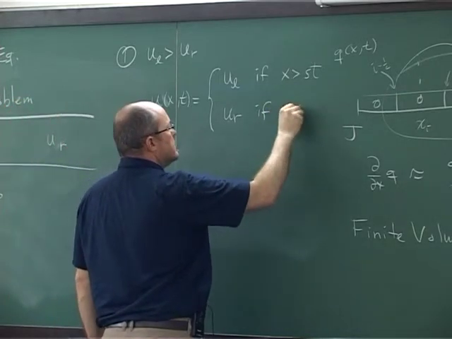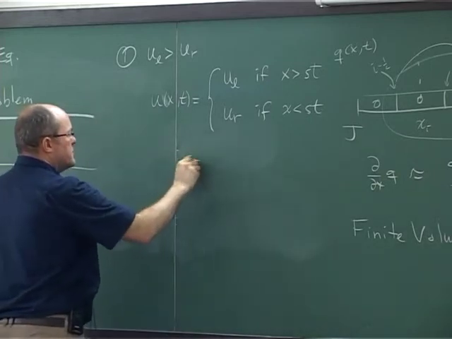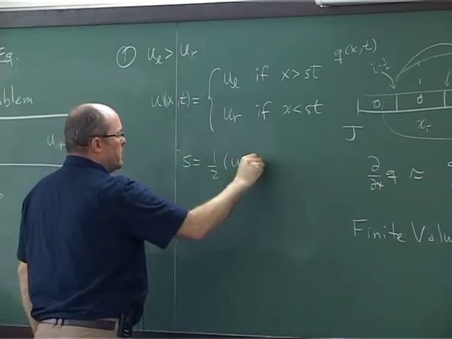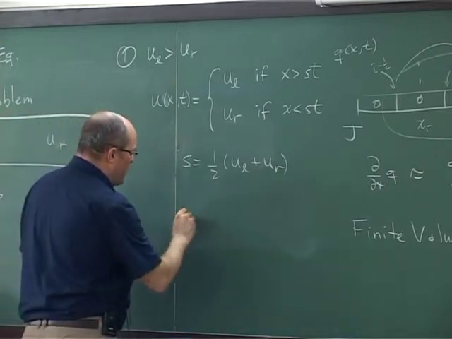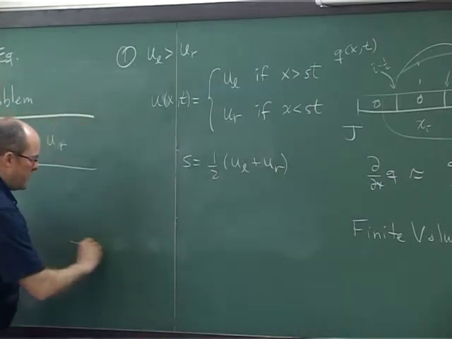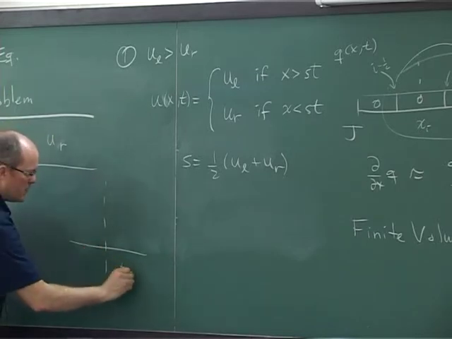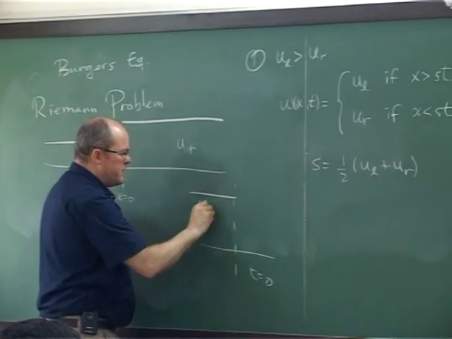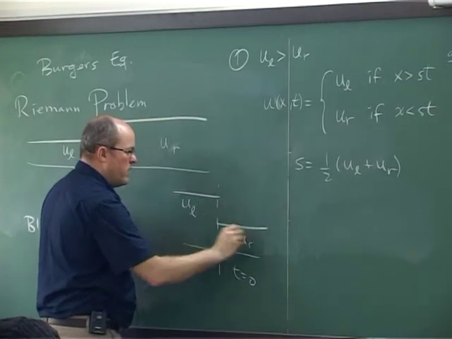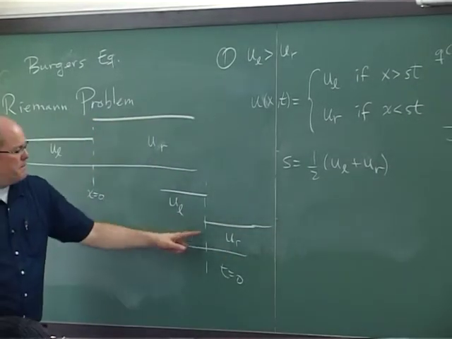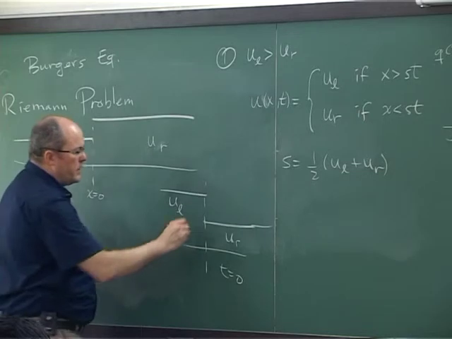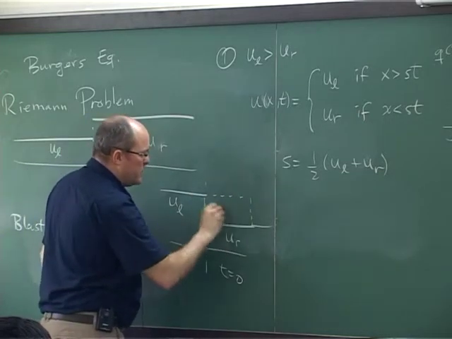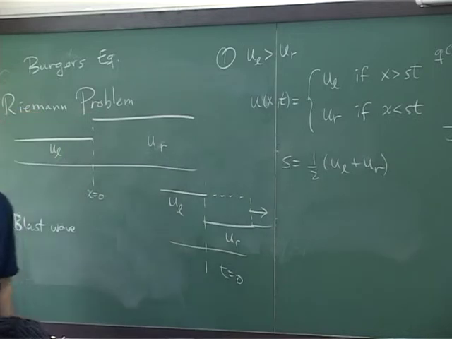If x is less than s times t, where s is 1/2 (UL plus UR). Okay? So what is this? This is basically a shock wave. So again, my initial state here is at time t equals 0, x equals 0, I've got U left here, and I've got U right here. U left is larger than U right, and so I have a shock wave that now in time propagates with velocity s to the right.